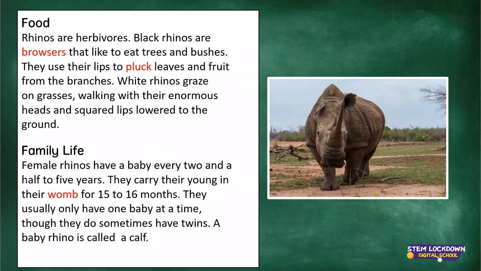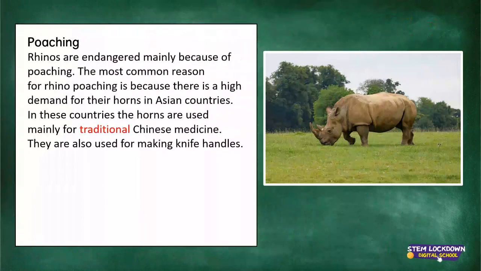Female rhinos have a baby every 2.5 to 5 years. They carry their young in their womb for a long time, 15 to 16 months. They usually only have one baby at a time, though they do sometimes have twins. A baby rhino is called, I'm just going to move that back, a baby rhino is called a calf.